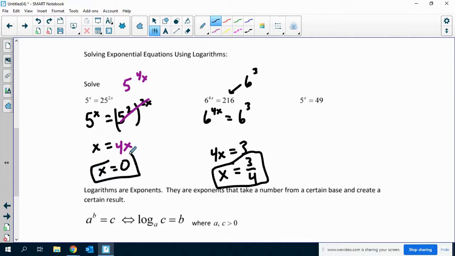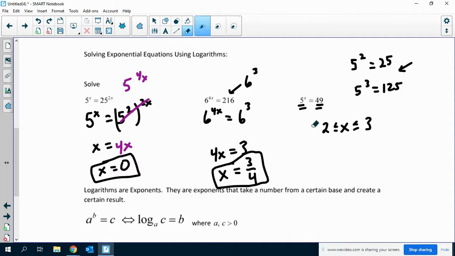Now in the third problem, I have 5 to the x equals 49. Now, in every single problem that we've done on the notes and on worksheets so far, we've been able to get this number to be the exact same as that number. But 5 squared equals 25. 5 to the third equals 125. And 49 is somewhere in there. So the best I know is that x is somewhere between 2 and 3. And it's actually not equal to. So x is somewhere between 2 and 3.